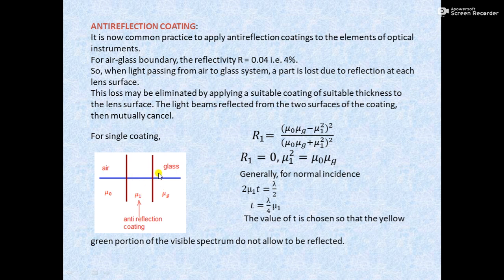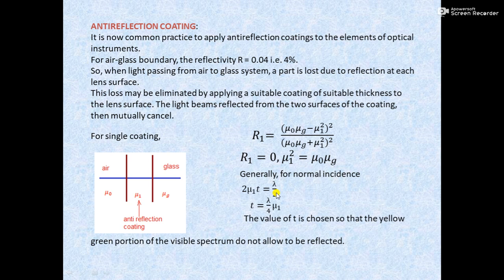Here is the diagram. This is a glass of refractive index mu g. This is the anti-reflection coating of refractive index mu 1. The thickness we have to adjust, and this is air with refractive index mu naught. So, for a single coating, we designate the reflectivity as R1. It comes as mu naught mu g minus mu 1 square divided by mu naught mu g plus mu 1 square, whole square. If we put R1 equal to 0, that is no reflection, the condition comes as mu 1 square is equal to mu naught mu g.